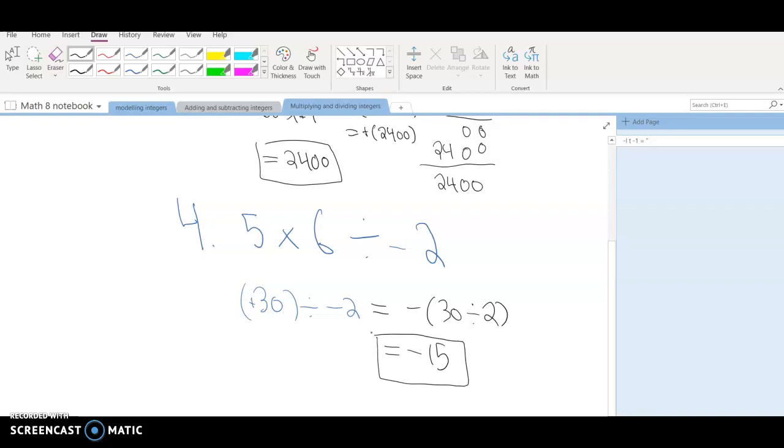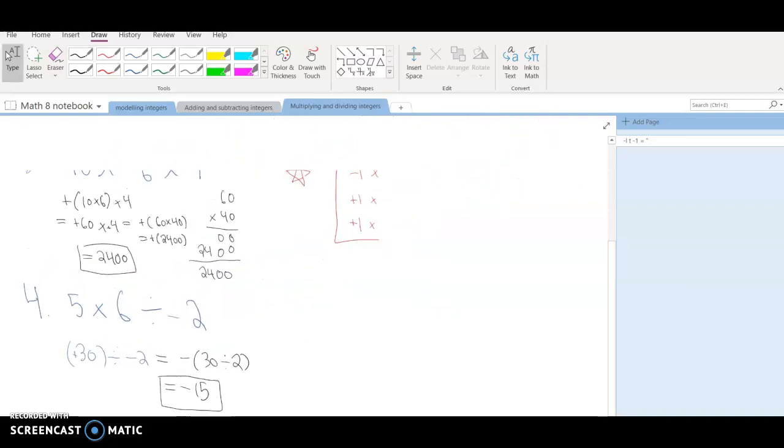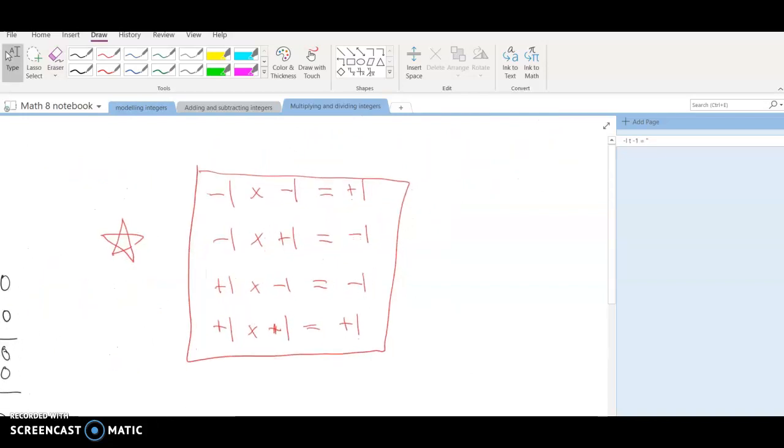And that's multiplying and dividing integers. Let's just go over the rules one more time. A negative number multiplied by a negative number, negative times negative, or divided by, I totally forgot to mention that, divided by also works. Negative times negative, or negative divided by negative, is a positive. A negative multiplied by a positive, or a positive multiplied by a negative, and divided by, is negative. Then a positive times or divided by a positive is a positive. Okay?